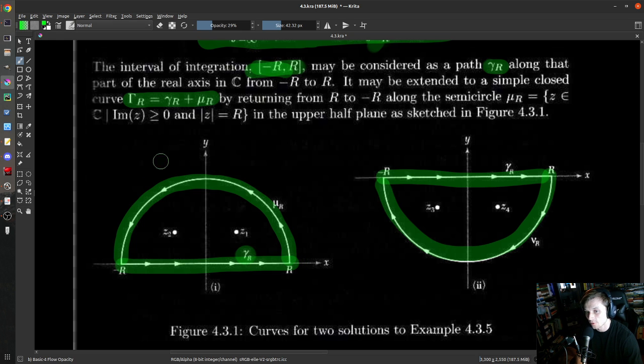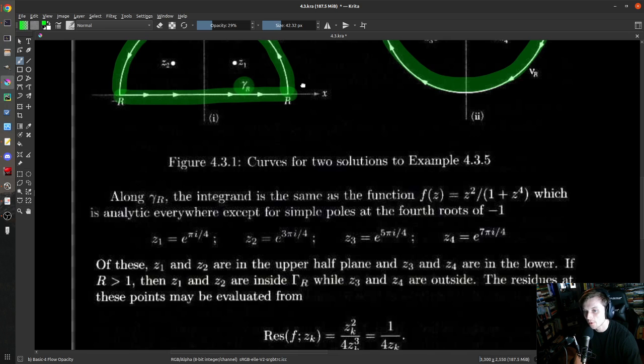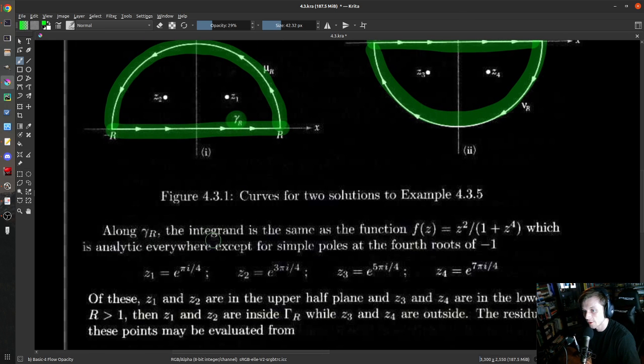So here's our little circle. Now notice along gamma r, the integrand is the same as the function z squared divided by 1 plus z to the fourth. That is, along the real axis, plug in real values into f of z, and you might as well replace the z's with x's, since real numbers are in the complex plane. This function is analytic everywhere except when z to the fourth equals -1, that is, except for the fourth roots of -1, at which points it has simple poles.